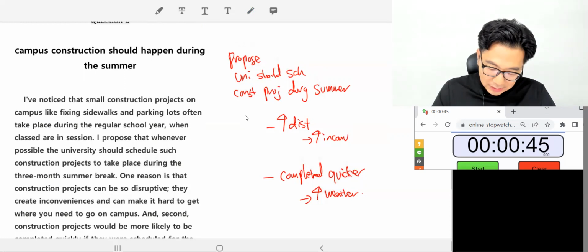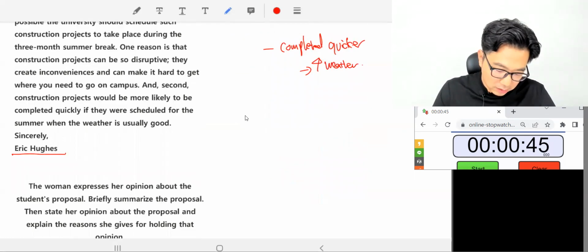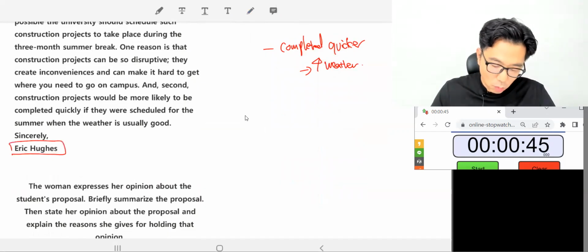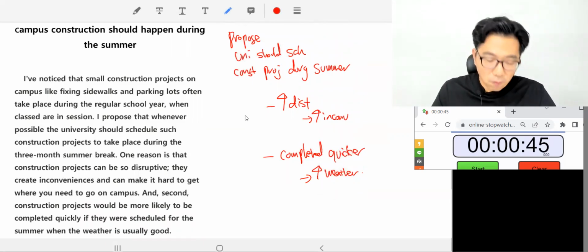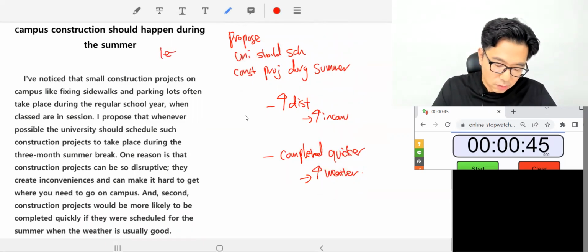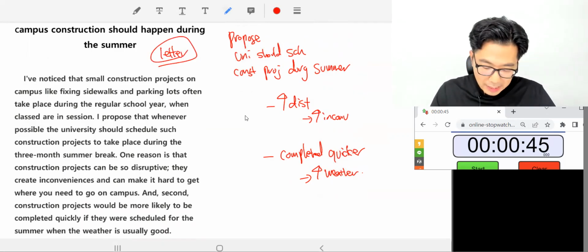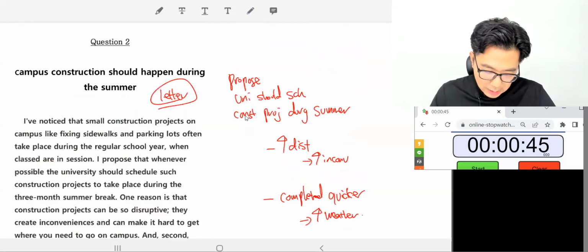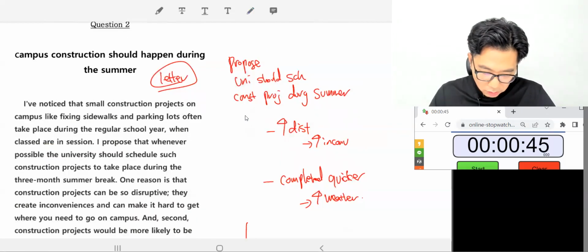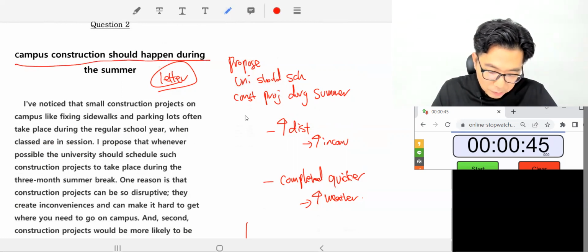Okay, so it's a letter written by a student, probably. It doesn't say, but probably is. So one format of the reading passage of question 2 is the form of a letter, okay? So keep that in mind. One person by the name of Eric Hughes has written a letter to propose something. The title is: campus construction should happen during the summer.